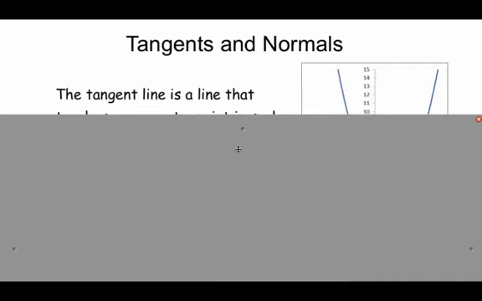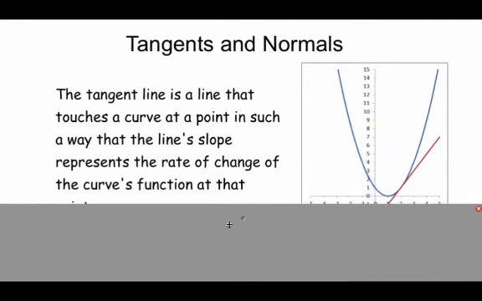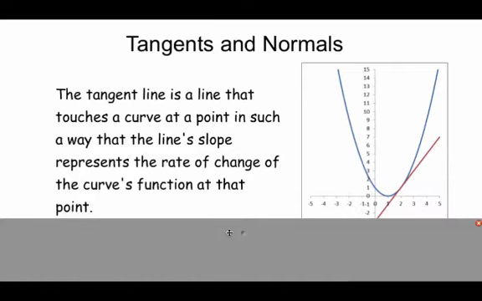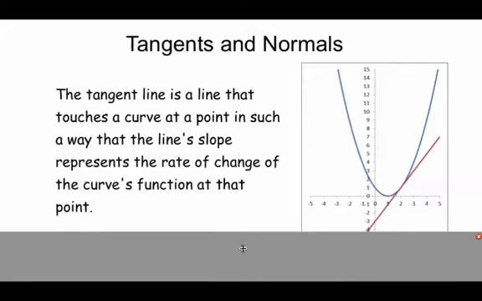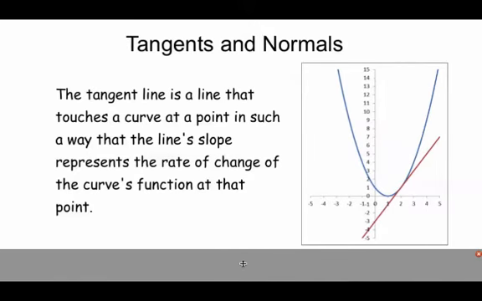All right, today we're talking about tangents and normals, which is an application of the derivative. A tangent, just to go back to your regular definition, is a line that touches the curve at a point so that the line's slope represents the instantaneous rate of change of the curve's function at that point. So you can see how this curve has a certain slope, and if that slope were to stay the same, going to the left and to the right, it would create this red line here, which is a tangent line to the curve.